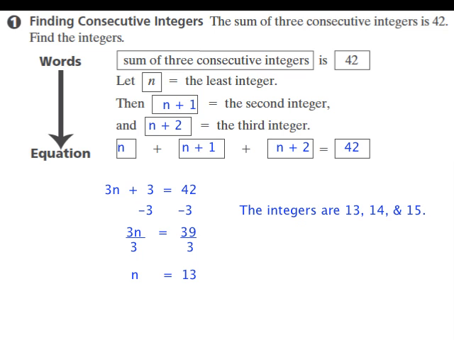We can add those 3 together to see if we get 42. So 13 plus 14 plus 15. Does that equal 42? Yes, it does.